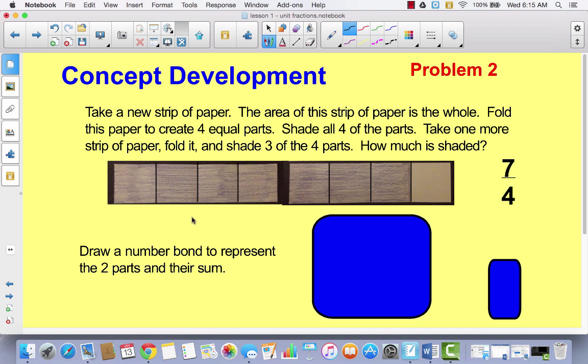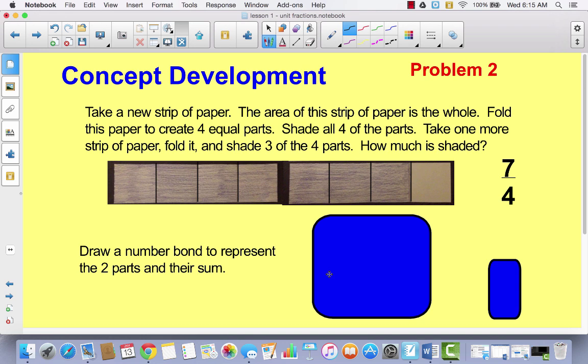7/4 are shaded, because even though there are 8 parts, this is not our whole. This is a whole and this is a whole. There are 4 parts in a whole. So you've got 4 out of 4, and then you've got 3 out of 4. So you have 7/4.